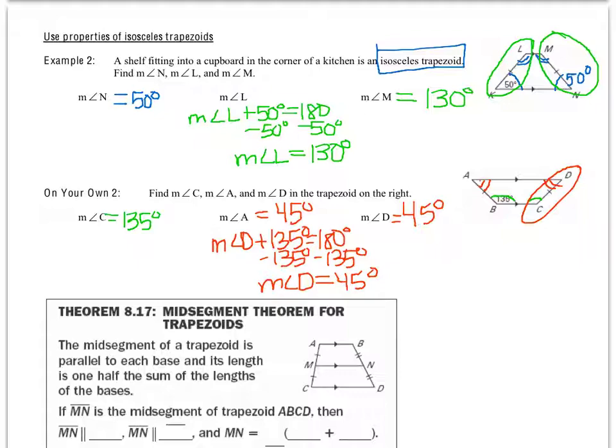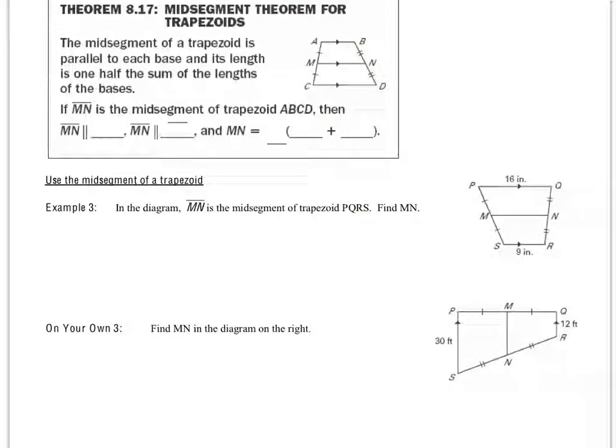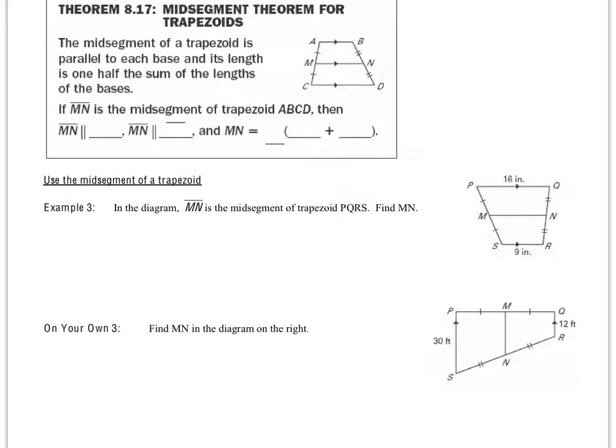The next one here is our mid-segment theorem for trapezoids. It says the mid-segment of a trapezoid is parallel to each base and its length is 1/2 the sum of the lengths of the bases. So if segment MN is the mid-segment of trapezoid ABCD, then segment MN is parallel to segment AB, and segment MN is parallel to segment CD. And so we can say MN equals 1/2 times the distance from A to B plus the distance from C to D. So let's actually use this.